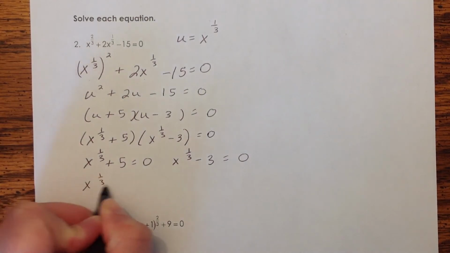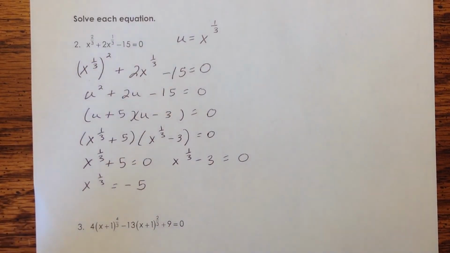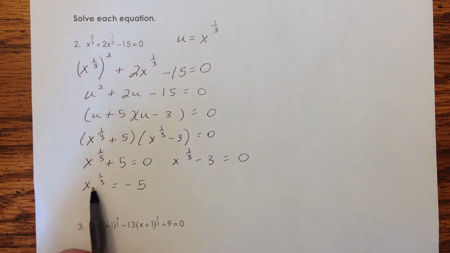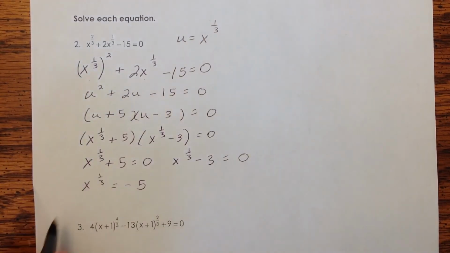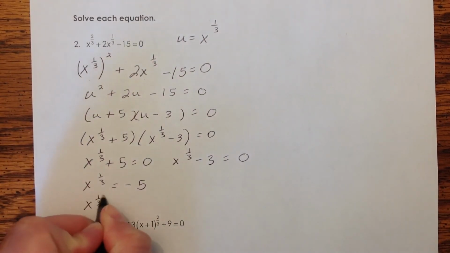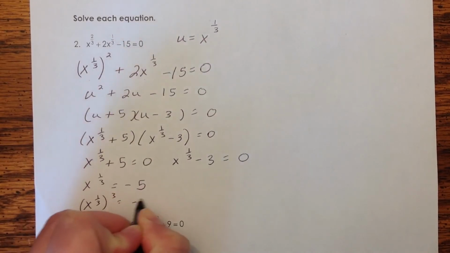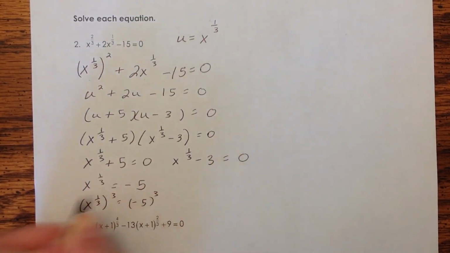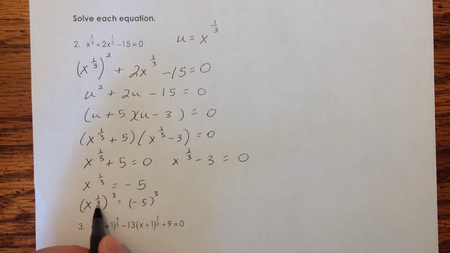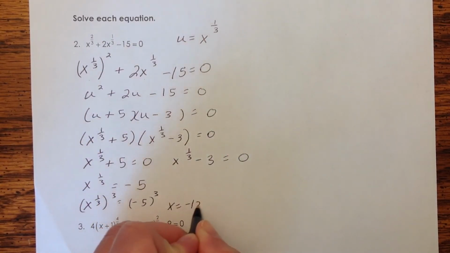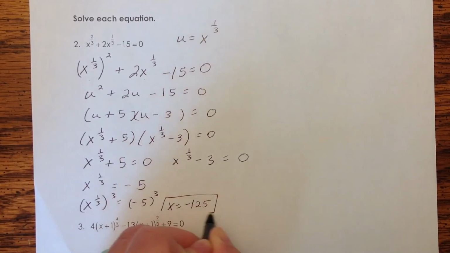X to the 1/3 now equals negative 5, and the way to cancel out this 1/3 is to cube both sides. So when you take 1/3 times 3, those cancel, so you get x equals negative 125.